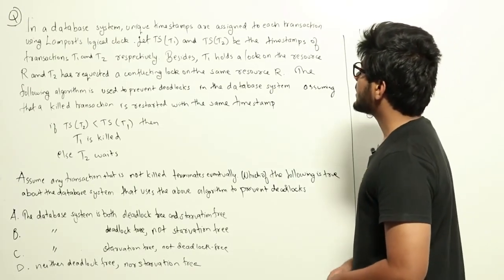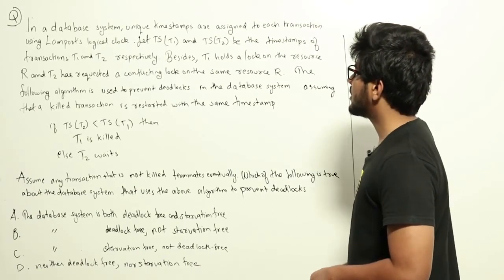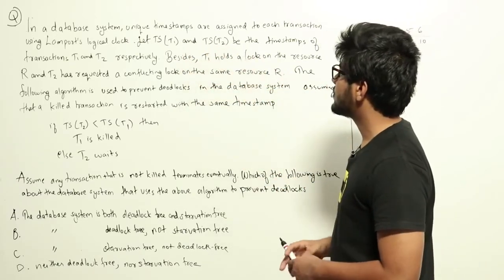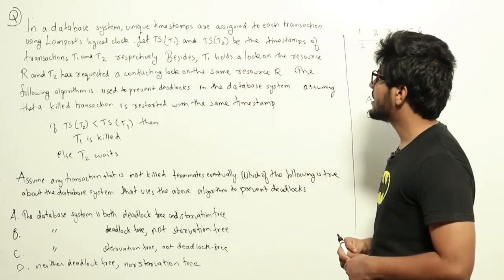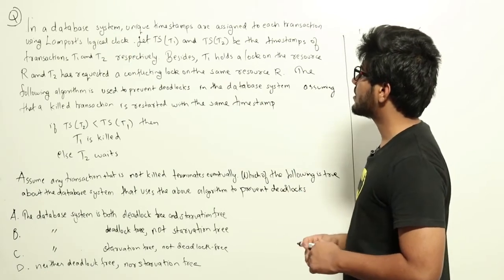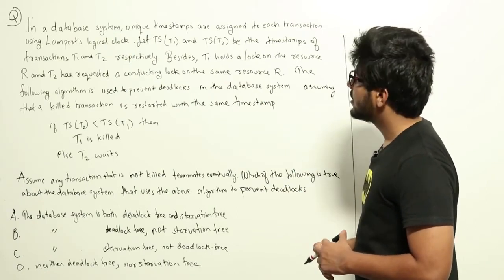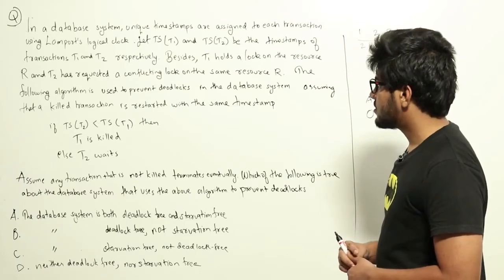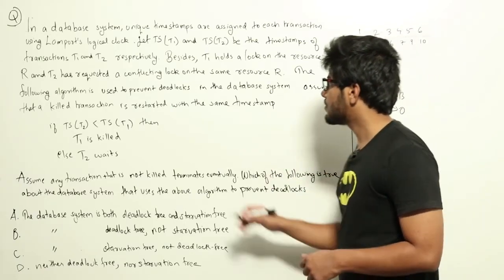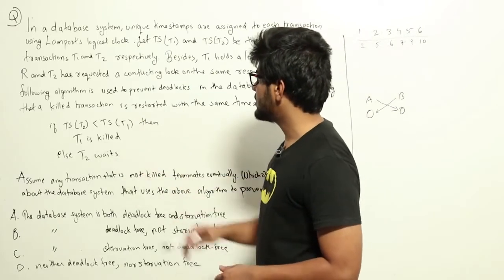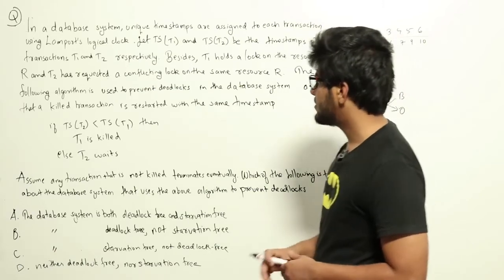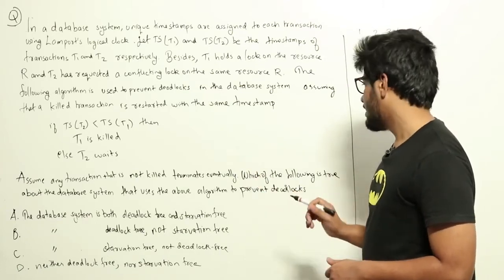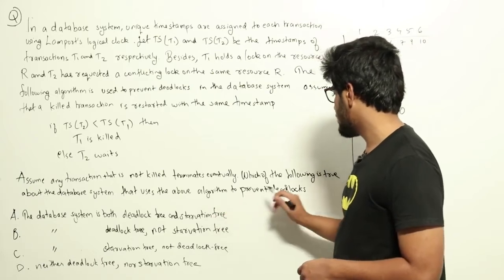In a database system, unique timestamps are assigned to each transaction using Lamport's logical clock. Let timestamp of T1 and timestamp of T2 be the timestamps of transactions T1 and T2 respectively. Besides, T1 holds a lock on the resource R and T2 has requested a conflicting lock on the same resource R. The following algorithm is used to prevent deadlocks in the database system, assuming that a killed transaction is restarted with the same timestamp. So this is the algorithm. If timestamp of T2 is less than timestamp of T1, then T1 is killed, else T2 waits. Now assume any transaction that is not killed terminates eventually. Which of the following is true about the database system that uses the above algorithm to prevent the deadlocks?